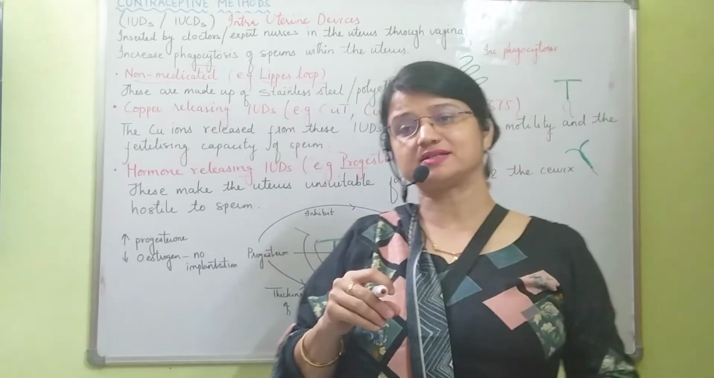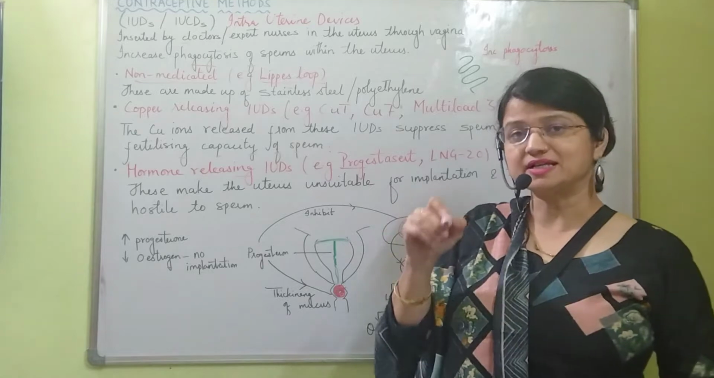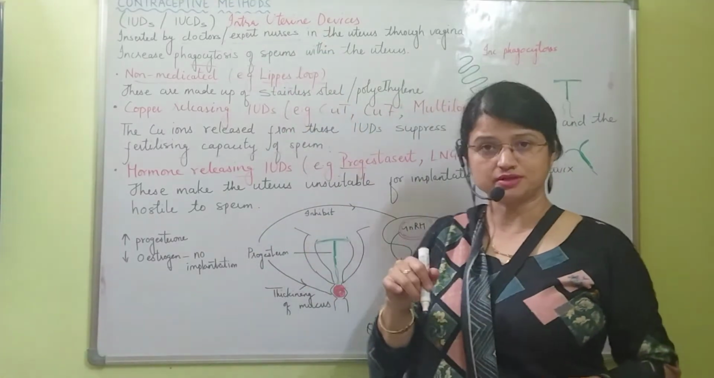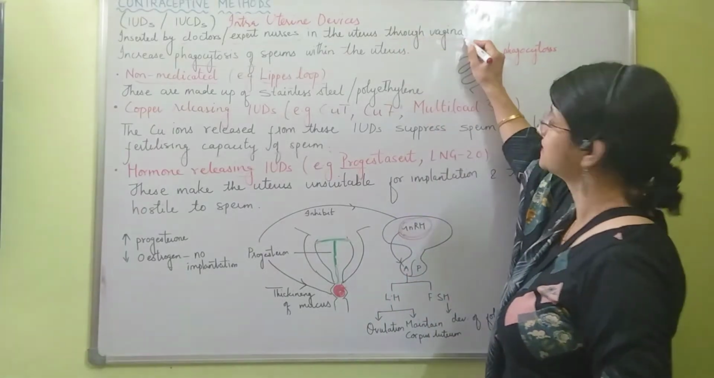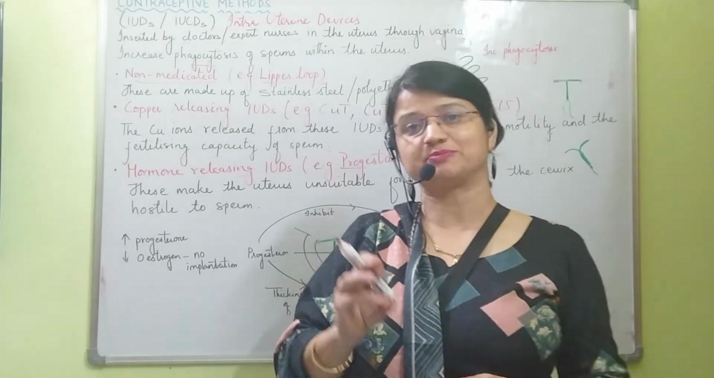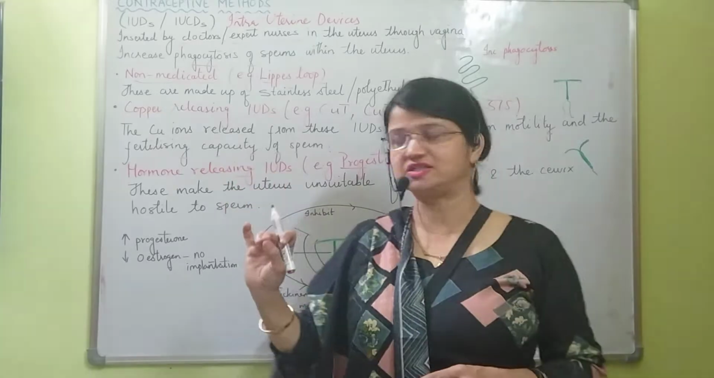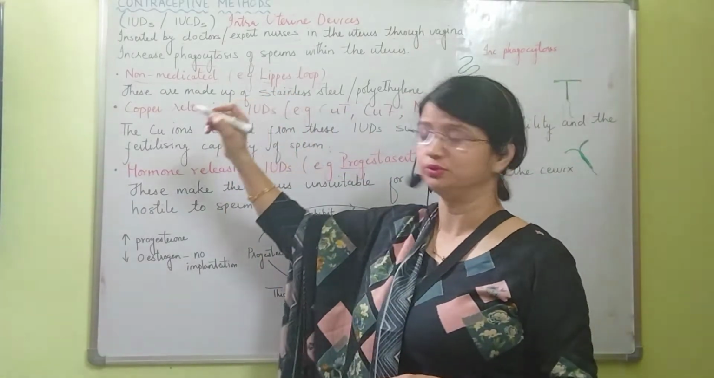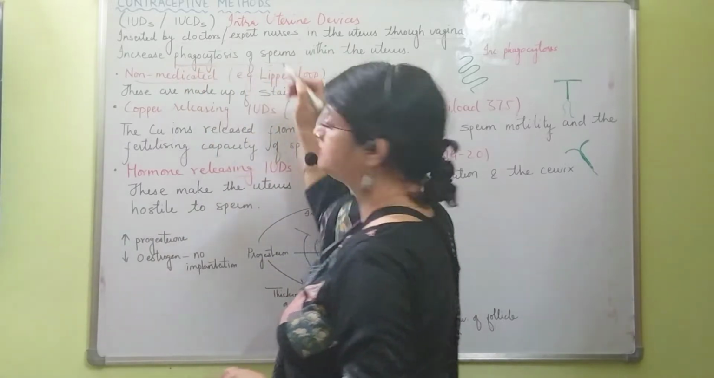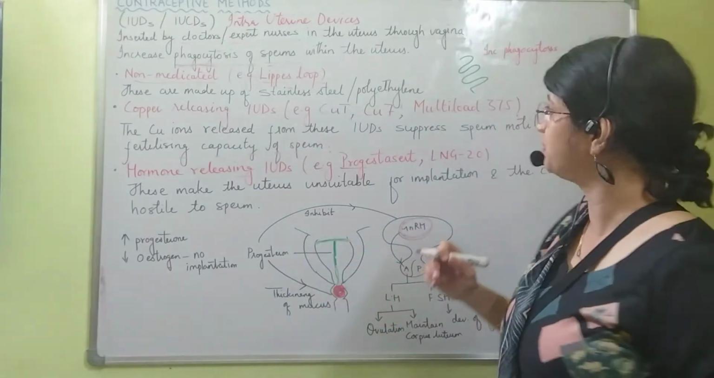These are the devices which are inserted by the doctors. Just remember, they are inserted by the doctors or expert nurse in the uterus through the vagina. Clear? It's very important. Now what do they do? They increase phagocytosis of the sperm. Clear? So they do the phagocytosis of the sperm.